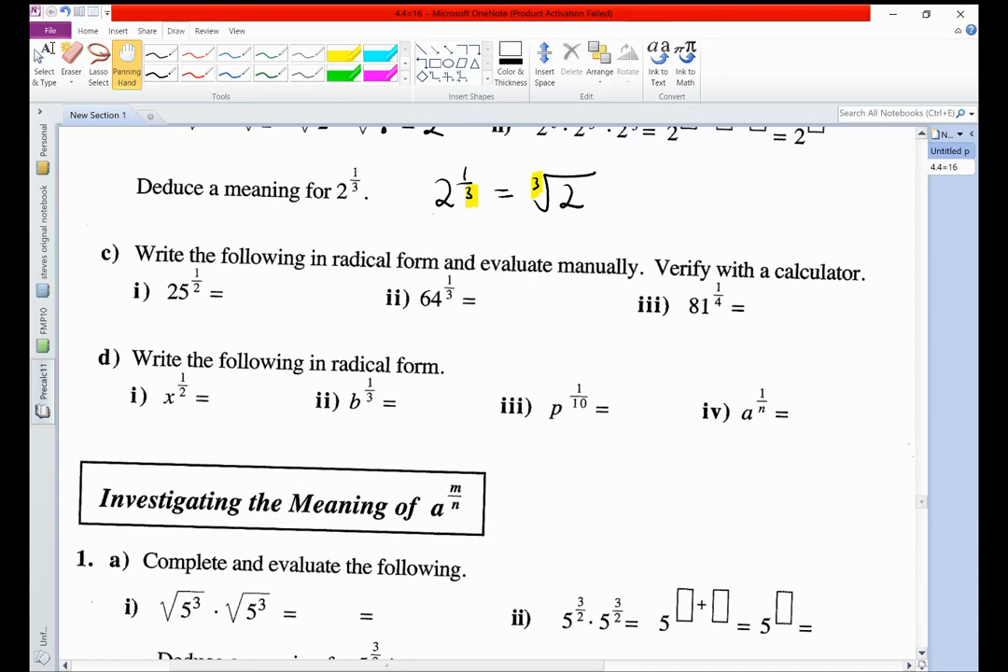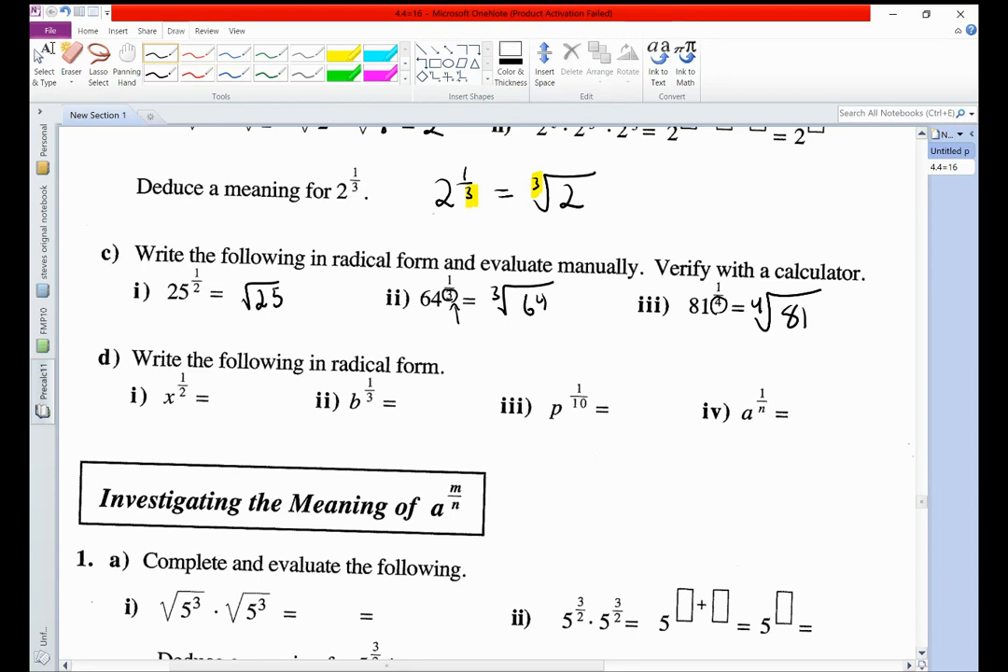So we can do a couple of example questions. Write the following in radical form. So we know that the root is the bottom of the fraction. So this is going to be the square root of 25. The index is the bottom of the fraction. So this will be cube root of 64, that 3 coming from the bottom of the fraction there. In the next case, we have 81 to the power of 1/4, so our index is the bottom of that fraction. So now we have the 4th root of 81.